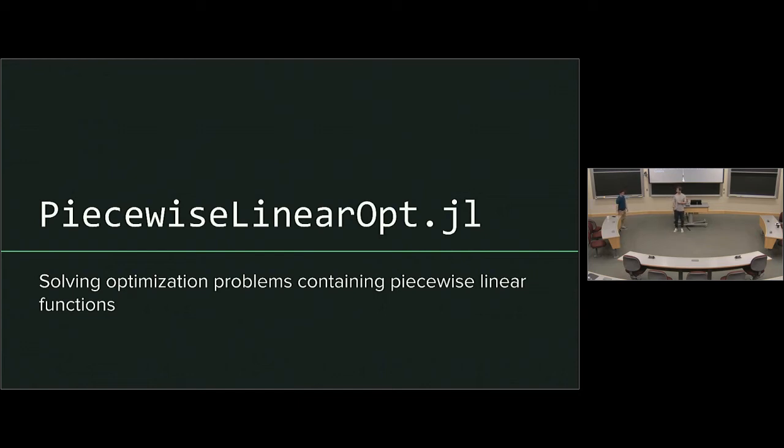Joey joined the JuMP team as soon as he started at MIT in 2013, and quickly became one of the core developers. He's been involved in a lot of the big changes in JuMP, but today he's going to talk about a JuMP extension for piecewise-linear optimization.